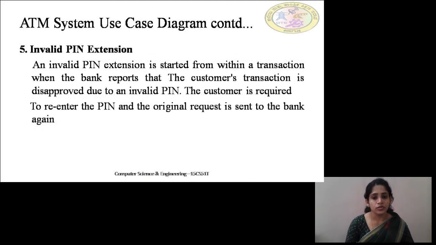ATM system use case diagram continued, and the last use case we have is invalid PIN extension. An invalid PIN extension is started from within a transaction when the bank reports that the customer's transaction is disapproved due to an invalid PIN. As I said, every transaction will start with the entering of the valid PIN. If you enter the wrong PIN, it will not enter into a transaction use case.